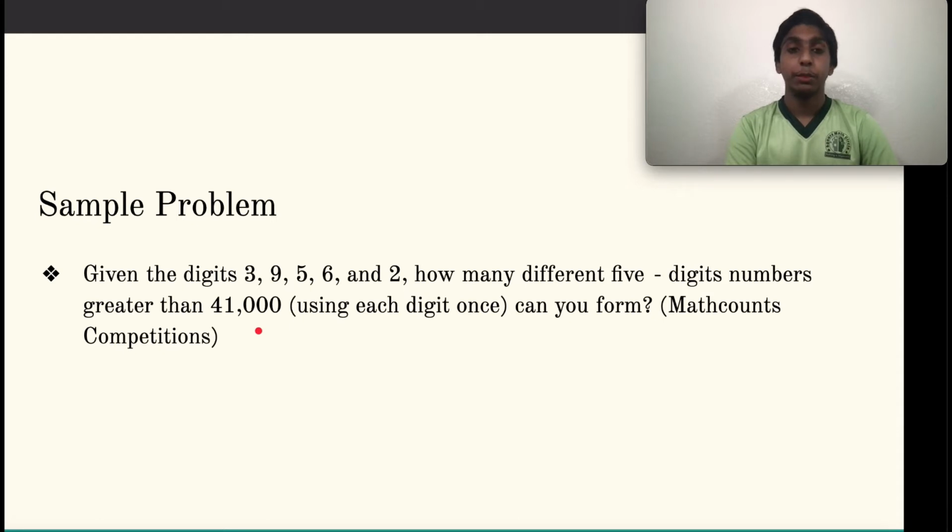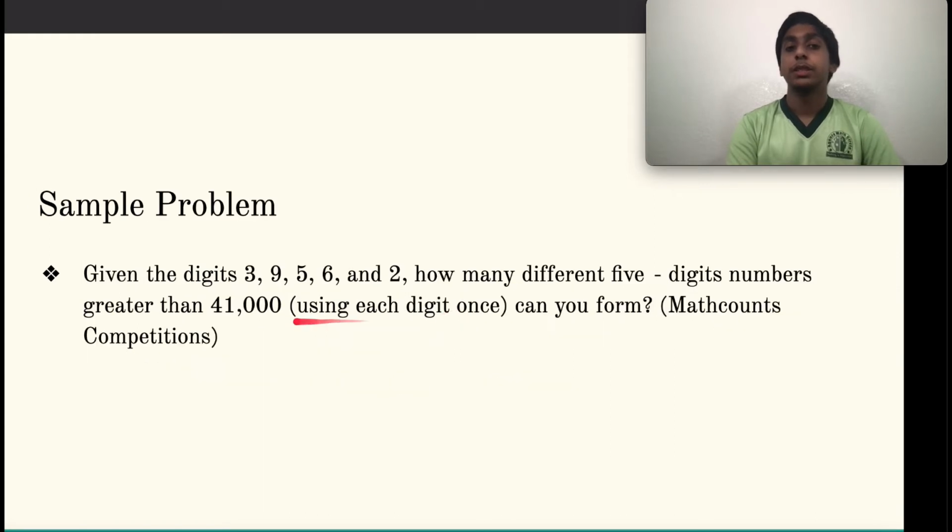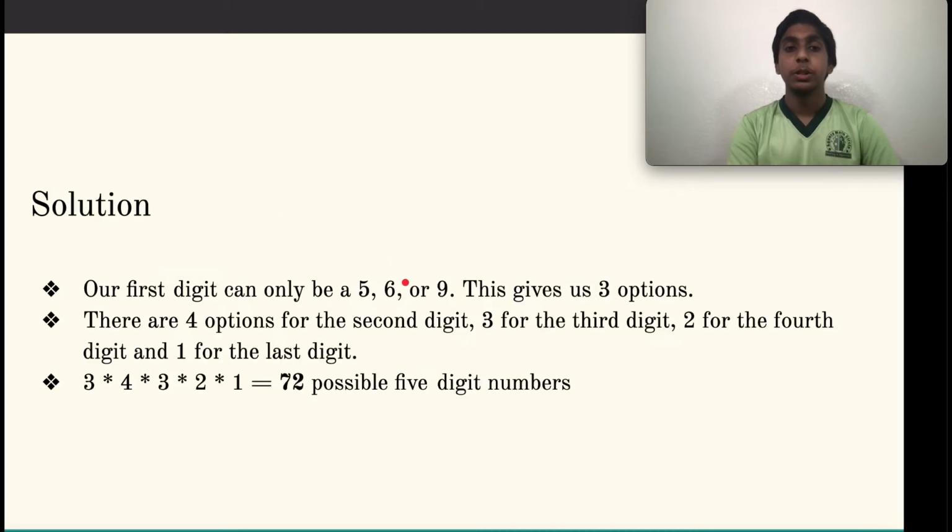Okay, so hopefully you tried out the problem. Let's see how we can solve this. So our first digit can only be a 5, 6, or 9. The reason for this is because it must be greater than 41k, right? If it has to be greater than 41,000, well, what that means is you can't have a 3 as your first digit, you can't have a 2. So I only have 3 possibilities for the first one.